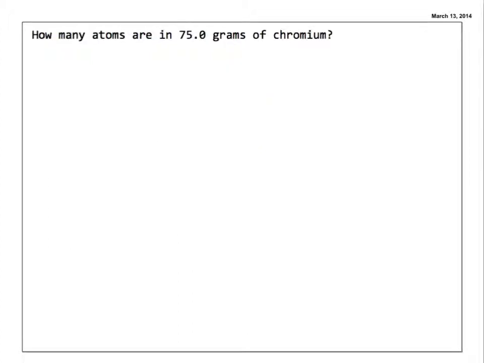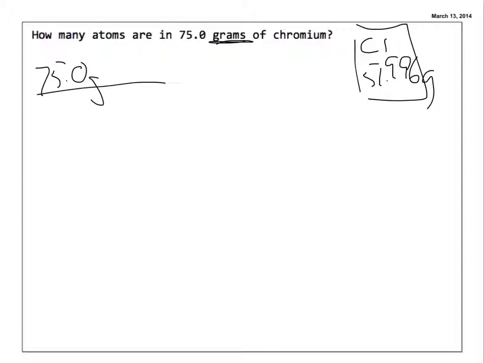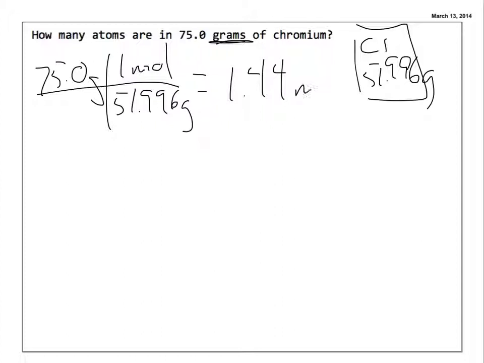So how many atoms would we have if we had 75 grams of the element chromium? Well, chromium, with the symbol Cr, has a molar mass of 51.996 grams. So the first step is to convert from grams, because that's what we have, to moles. So we take the 75.0 grams times 1 mole, because we're converting to moles, that has to be on top, over 51.996 grams, and that equals 1.44 moles.